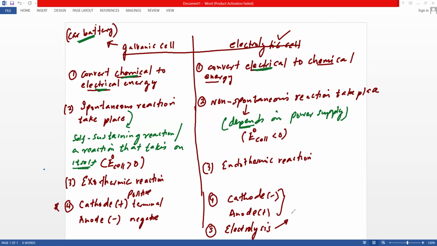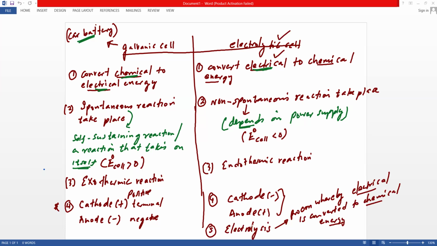Electrolysis is just the process whereby electrical energy is converted to chemical energy. So you see where it applies: it's the process where electrical energy is converted to chemical energy.